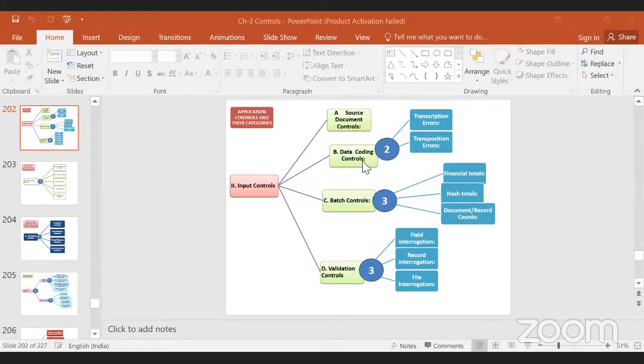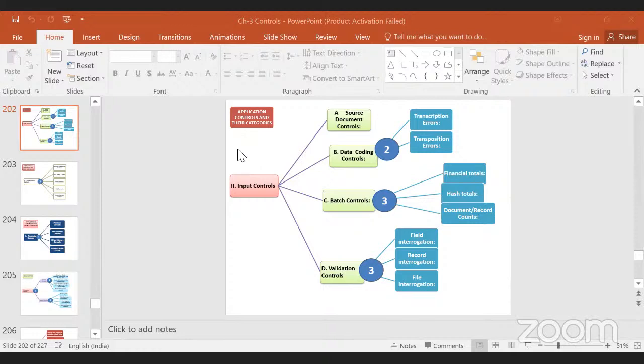Second, B is data coding control. So what do you mean by data coding control? Coding means you are typing the numbers, codes. In ERP you would have experienced that assets have some code like 3001. It will start with 3001, 3002 like that. Similarly, the liabilities code will start with 4001, 4002, 4003, like that it goes on. So what does it indicate? If the code starts with 3, it indicates assets. And if the code starts with 4, it indicates liability.